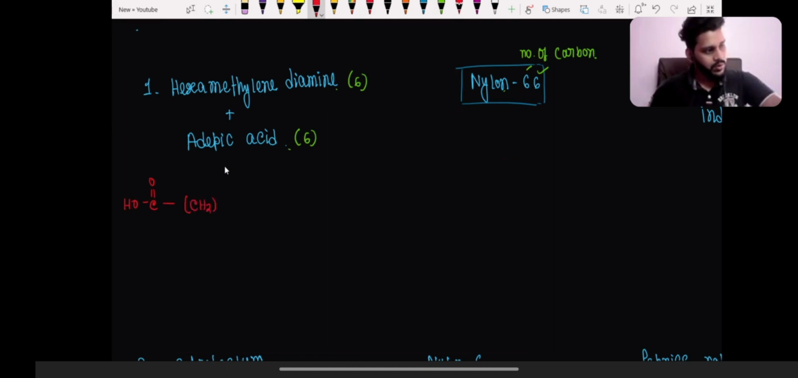CH2 whole 4 COOH. So now you can see that in this particular molecule we have a total of 6 carbons. Like I said, there will be 6 carbons in here. Now hexamethylene diamine, hexamethylene. What is the methylene group, guys? Methylene group is CH2. CH3 is methyl group.